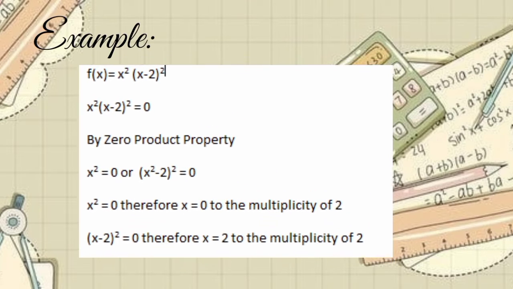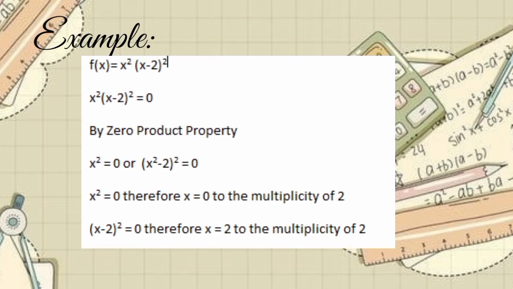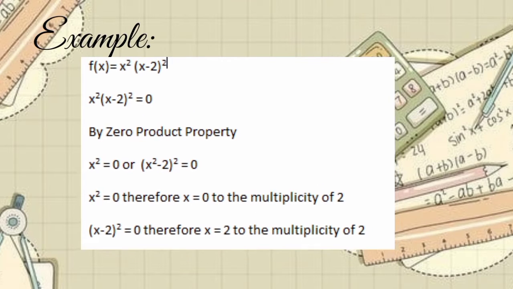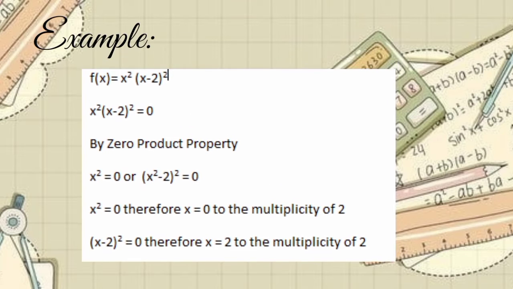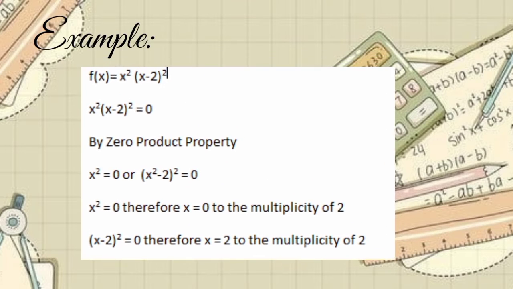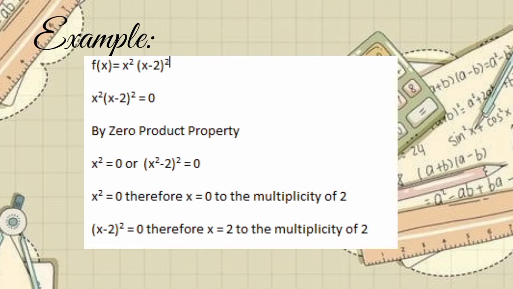The exponent tells us the multiplicity. The graph of the polynomial function f(x) = x squared times (x - 2) squared, as shown at the right, is tangent to the x-axis at points (0, 0) and (2, 0).